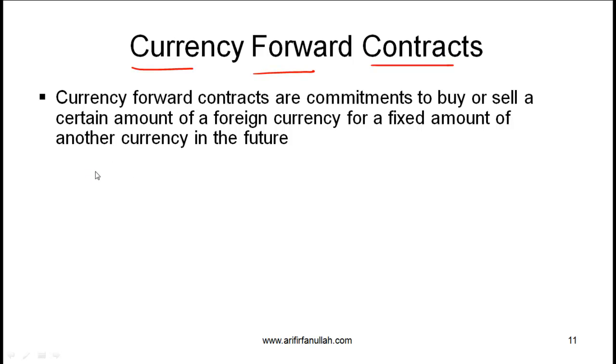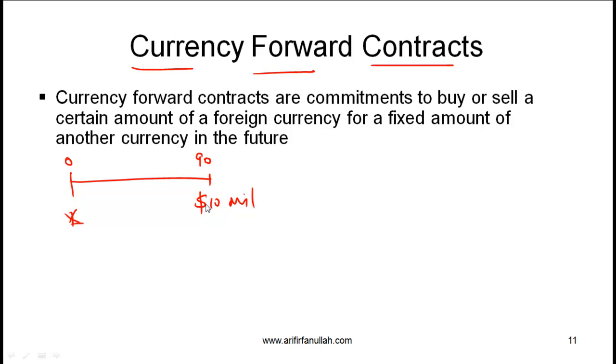Now imagine that you are a large business in Pakistan and you know that you will need, so you are sitting here on day 0, and on day 90 you will need $10 million. So here on day 0 you know you will need this amount, and let's say you are in the business of importing medical equipment. So you know that you will need to make a payment in terms of dollars, and what you don't want to worry about is the exchange rate on this day.